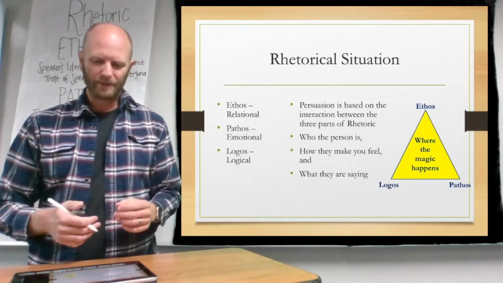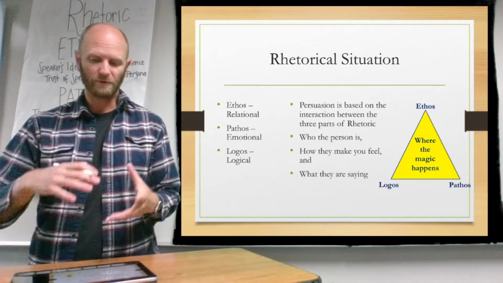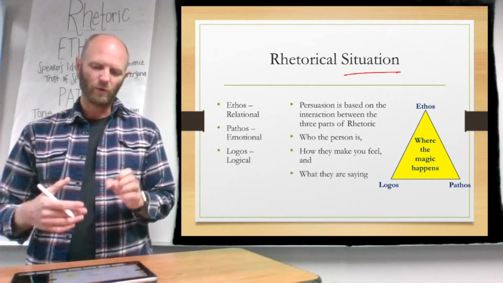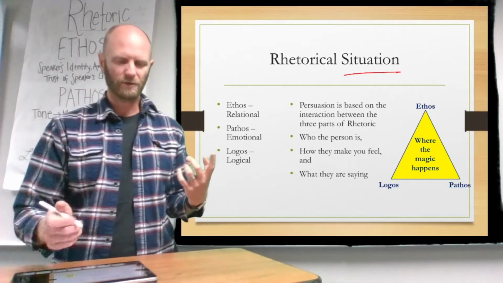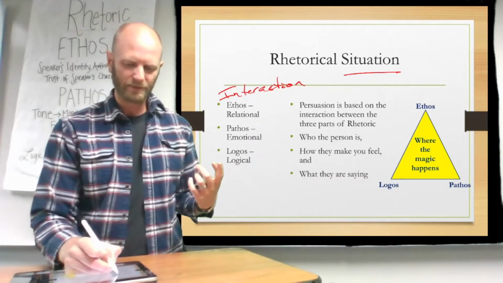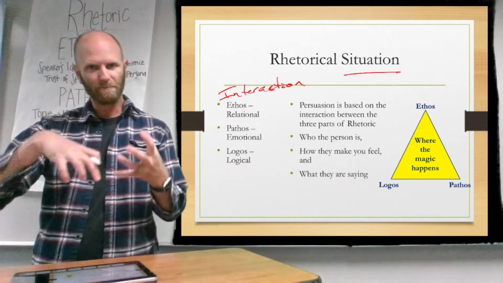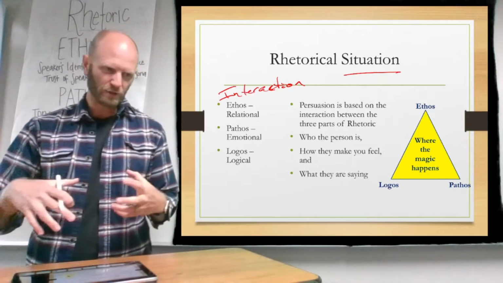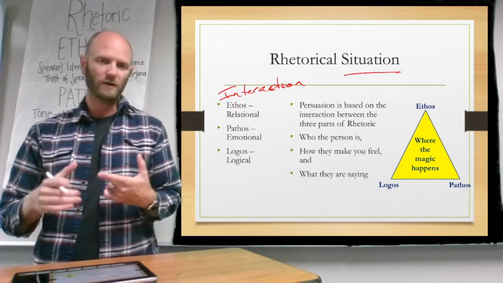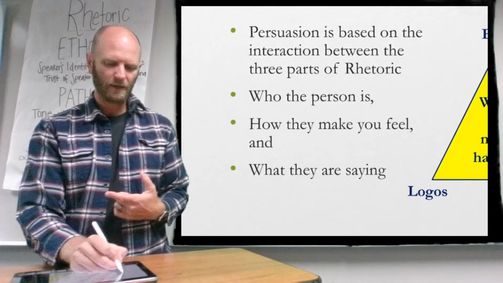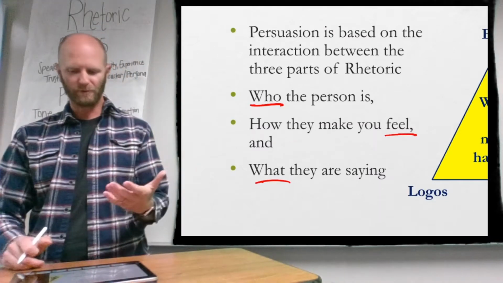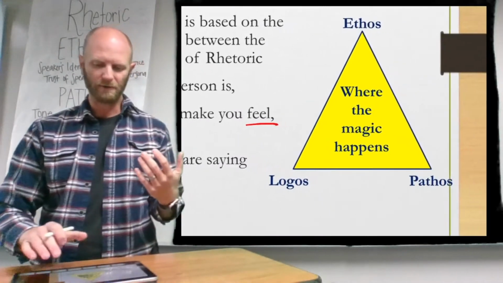So if we're looking at this concept of rhetoric, this rhetorical situation, and that's going to be one of the terms that I keep coming back to, rhetorical situation, where you have the interaction of ethos, pathos, and logos, right? They never exist on their own, okay? They're always in some form of interaction. So persuasion, how you are persuaded to do something, is based on how they interact: who the person is, how they make you feel, and what they are saying.